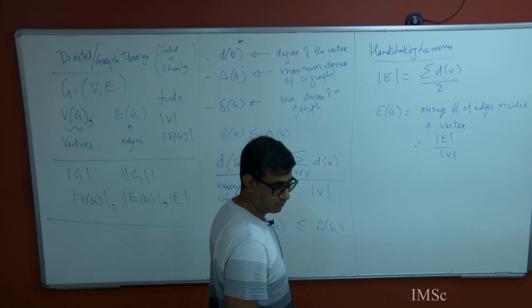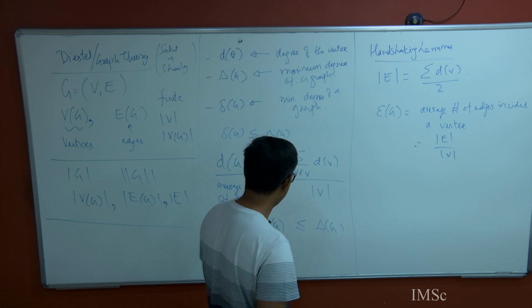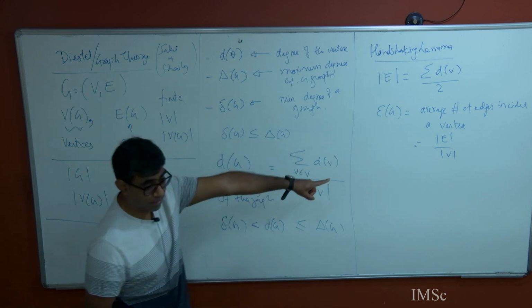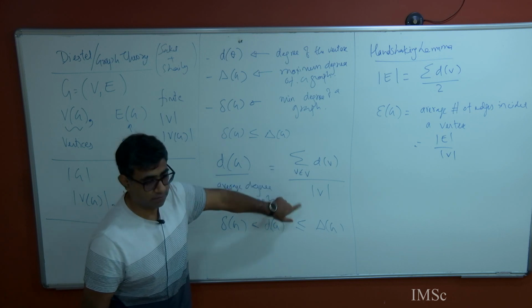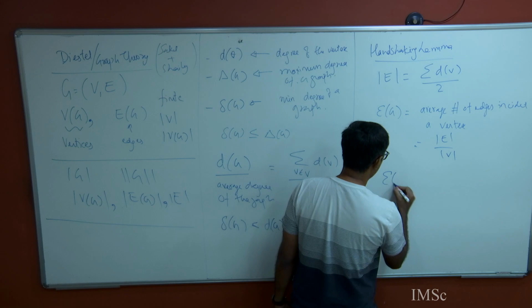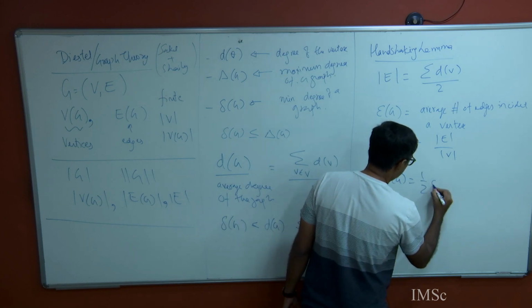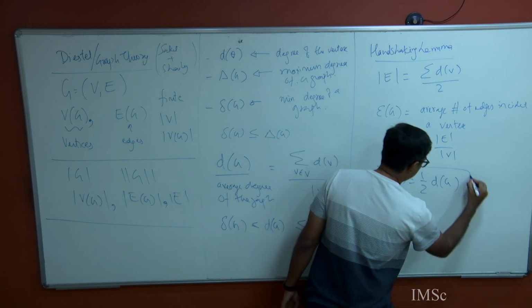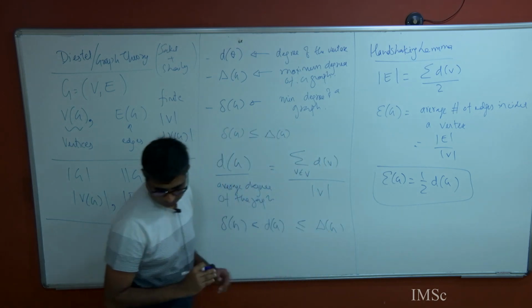Yeah. What's the difference between them? No. That's exactly the number of edges. It's the sum of degrees divided by V. So what is the relation between them? So that's a relation between them. That's it.